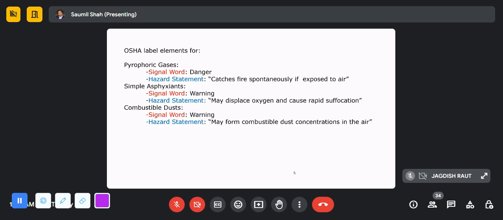Combustible dust. Again, the signal word is "Warning". Hazard statement: may form combustible dust concentrations in air. One example of combustible dust is coal dust. Coal is used in a boiler to produce steam and power. Coal is made of very fine particles, and it is a combustible material. When there is a hot summer around 45 degrees Celsius, it can also self-ignite, as it is self-combustible because it contains carbon. The carbon element has the capability to catch fire if it gets an ignition source.